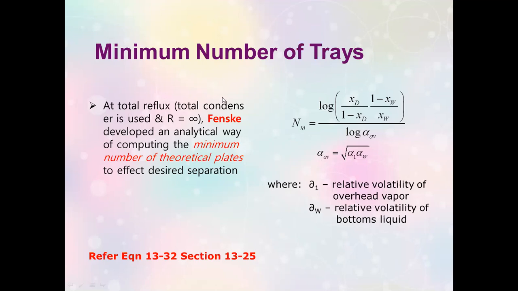The limitation of Fenske's method is that we should be able to determine the geometric mean of the relative volatilities of the overhead vapor and the bottom liquid. That way we can have the N minimum without having to use the X and Y equilibrium diagram.